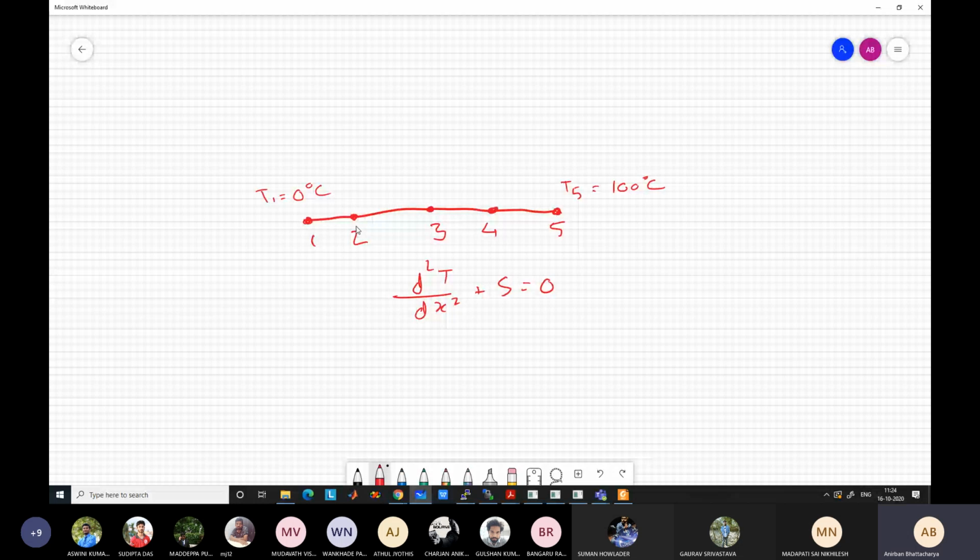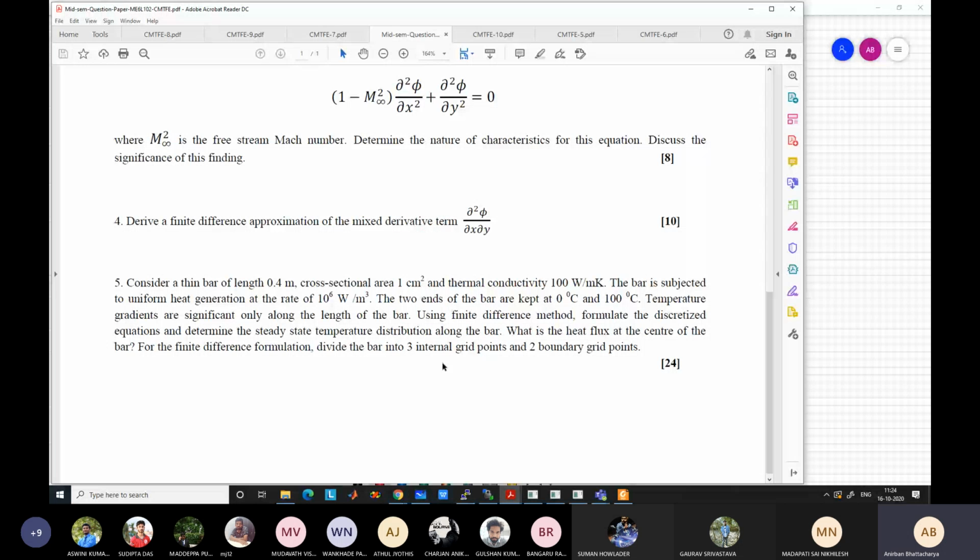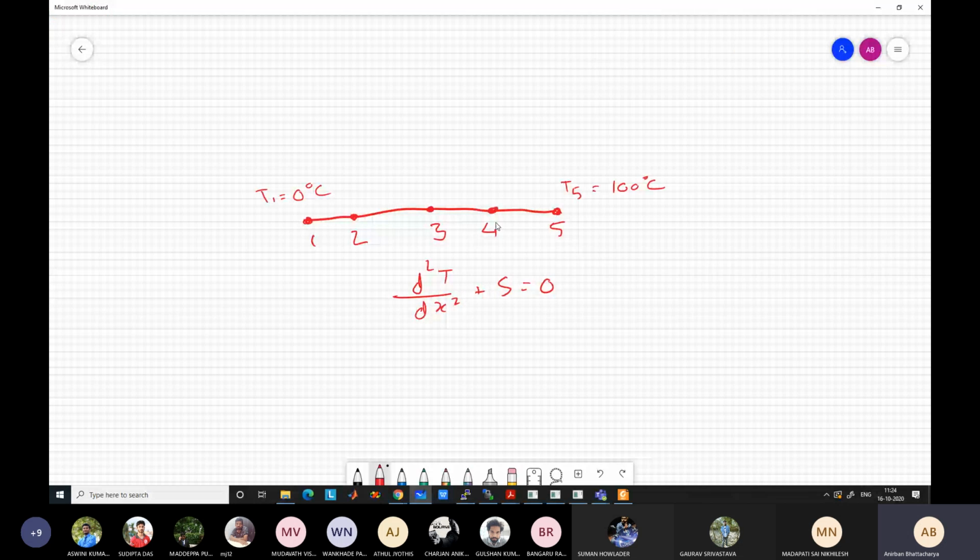I have given a lot of marks because of the online exam, and the heat flux at the center you can calculate in any way. The accurate way is if you take a central difference, so T4 minus T2 by this distance. Okay, so this is dT/dx. Heat flux at the center is minus k dT/dx, right? At the center, so at point 3.